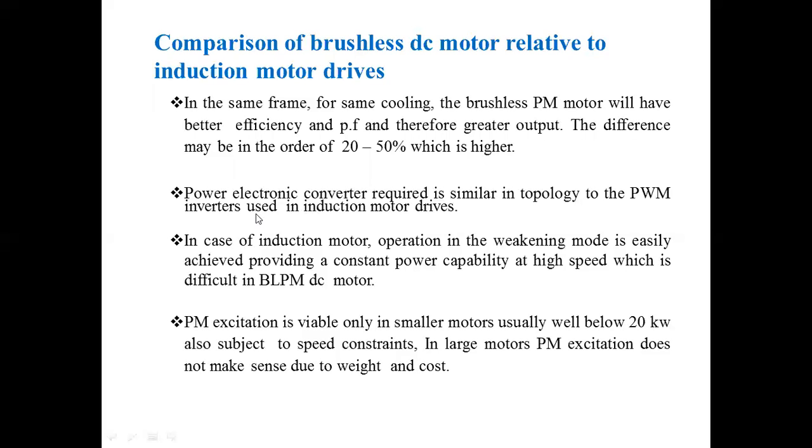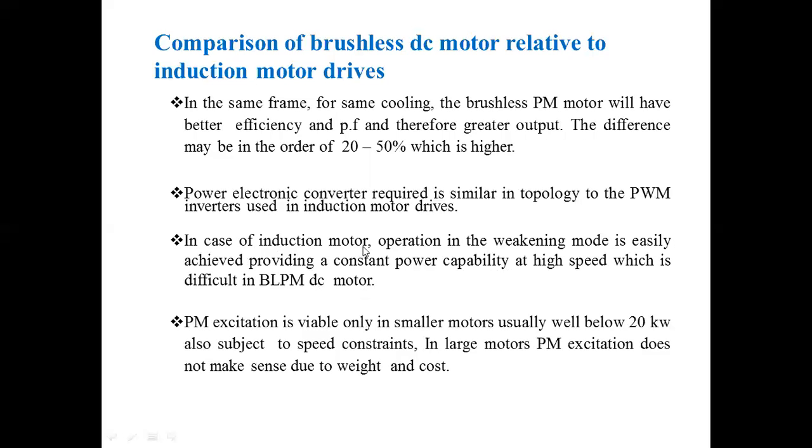Next one, the power electronic converters required are similar in topology to the pulse width modulated inverters used in induction motor drives. And in the case of the induction motor, operation in the field weakening mode is easily achieved, providing a constant power capability at high speed, which is difficult in brushless DC motors.